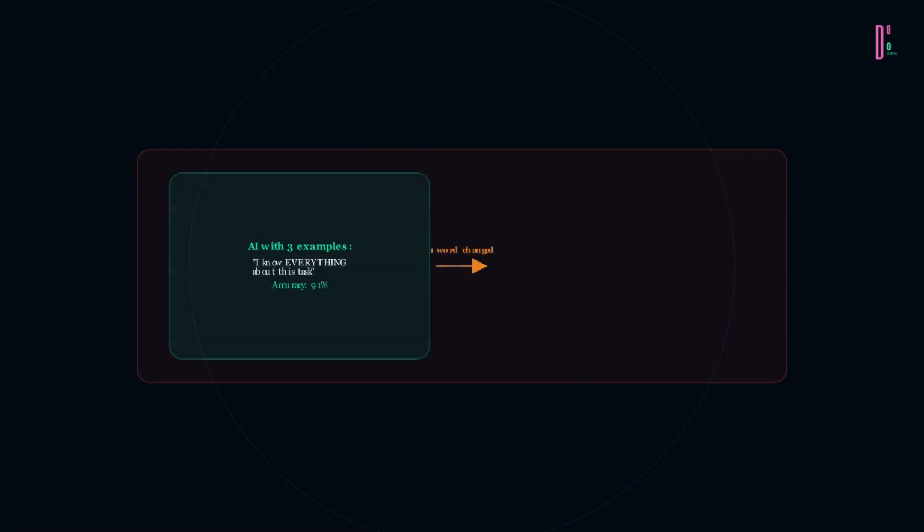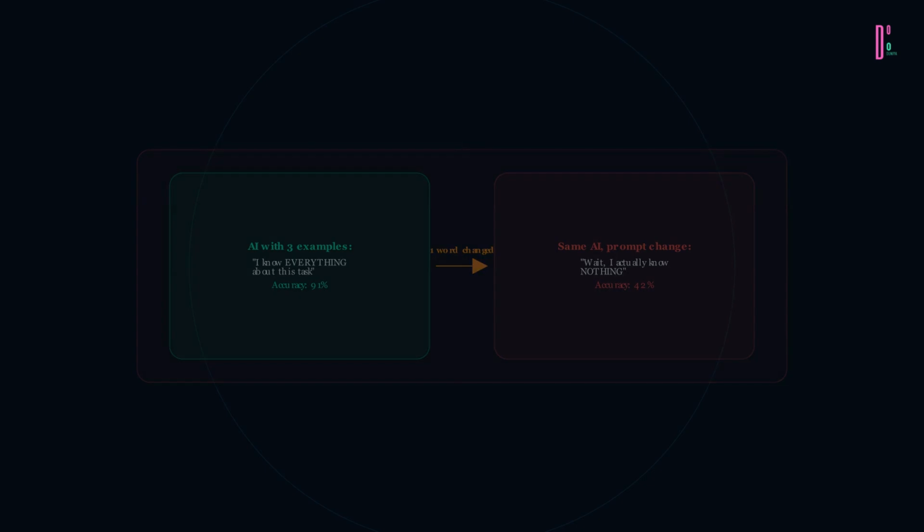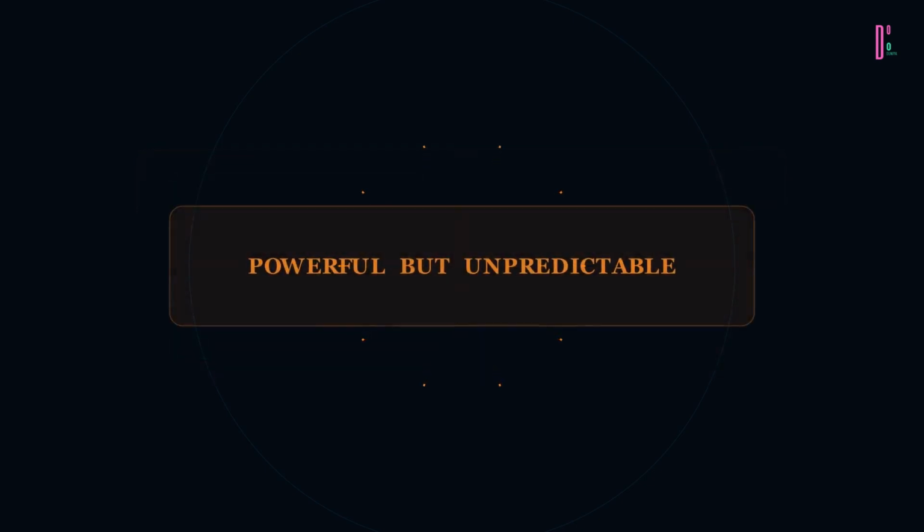And the scariest part? You usually cannot tell when it's failing. The model doesn't say, "I'm confused." It says, "I'm 95% confident," and gets it completely wrong. Few-shot learning is powerful, but deeply unpredictable. Knowing these failure modes is just as important as knowing how to use it.